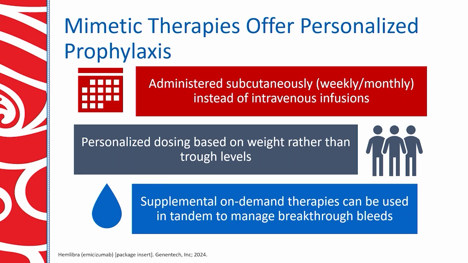Factor VIII mimetics are not a one-size-fits-all therapy. They offer some degree of personalized prophylaxis. They are administered subcutaneously, weekly, bi-weekly, or monthly instead of intravenous infusions. And we have heard the latest development is even developed for oral administration. There is personalized dosing based on weight and not on trough levels with factor levels that were used in the past. And of course, there is the situation where you need on-demand factor therapies or bypassing agents.